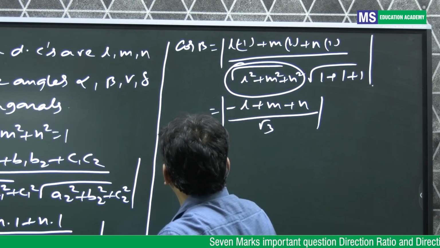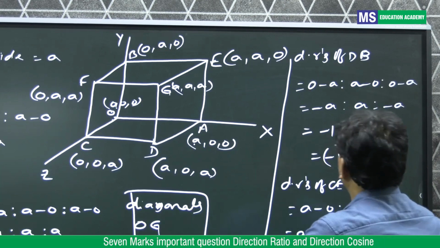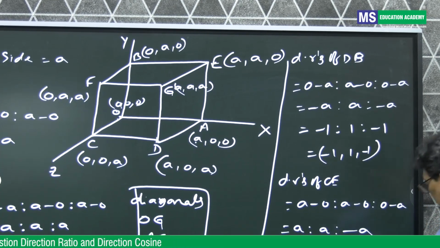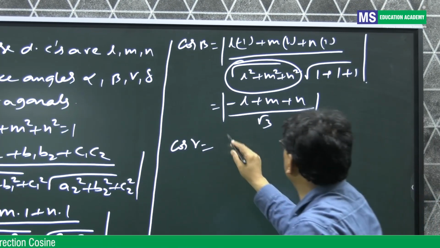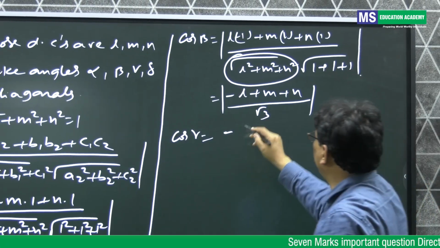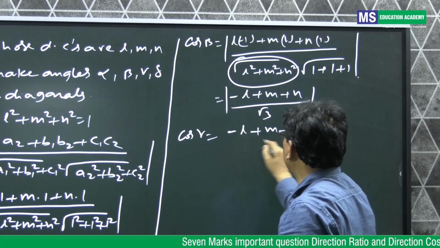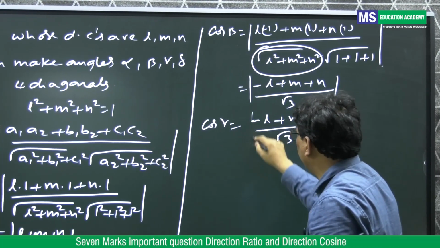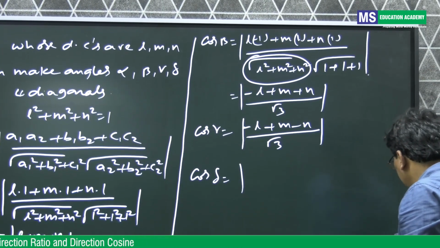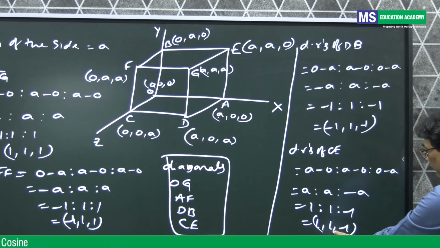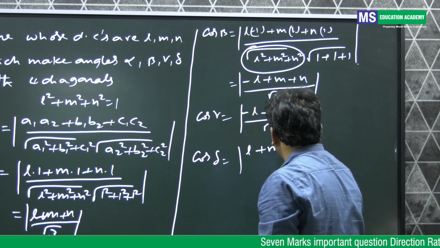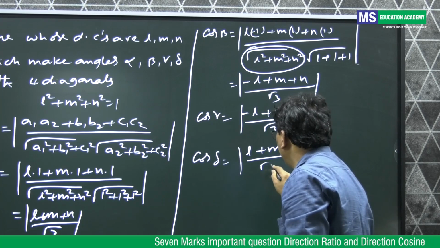Similarly, cos gamma is the angle with DB. Applying these DRs, minus 1, 1 and 1 there, see, minus 1, 1, minus 1. That's why minus L plus M minus N will come. The denominator is root 3. Similarly, we can write the cos delta value. That one is with the fourth line, 1, 1, minus 1. That is L into 1, M into 1, N into minus 1. That's why minus N by root 3.